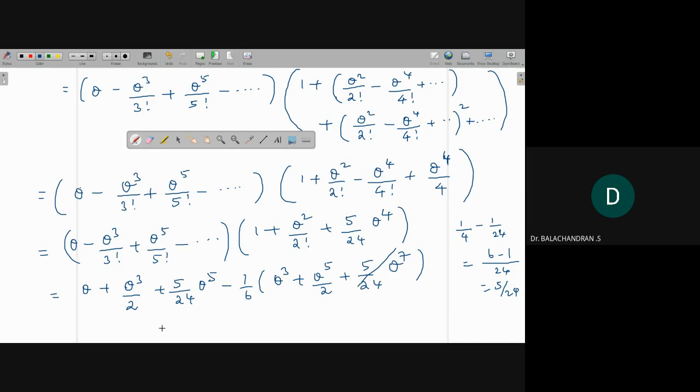Plus here 1 by 5 factorial, that is 1 by 120. I am going to multiply by theta power 5. Theta power 5 into 1 is theta power 5, plus theta power 7 by 2. So I'll stop here, and I don't need this term. I need maximum theta power 5. So now collect the coefficient of theta, the coefficient of theta cube, and then the coefficient of theta power 5.